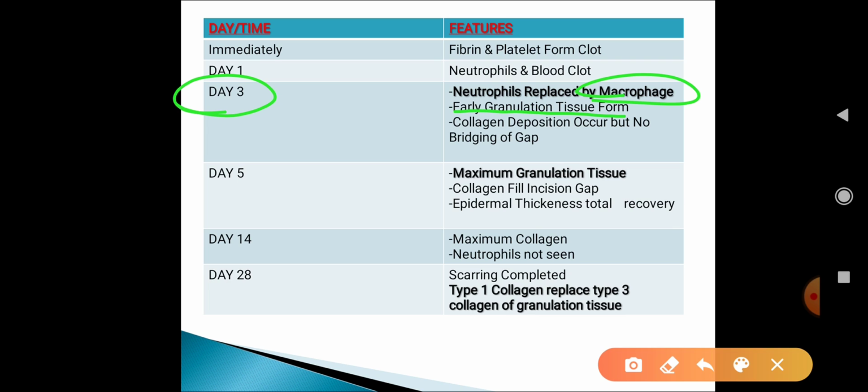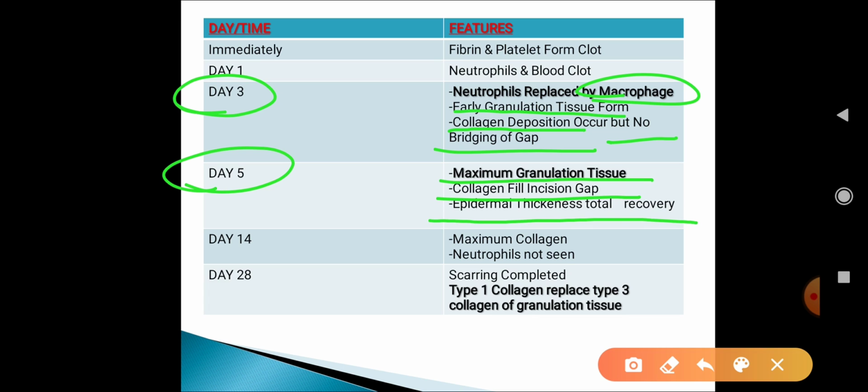So there will be slight collagen deposition, but there is no bridging of the gap because the collagen tissue is not enough to bridge the gap. The gap will gradually fill by day 5. There will be more granulation tissue, maximum granulation tissue, and so the maximum fibrosis will fill the incision gap, and there is a complete epidermal thickness recovery. So by day 5, your wound will start getting healed properly, right?